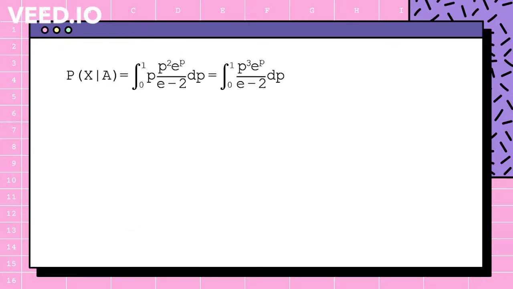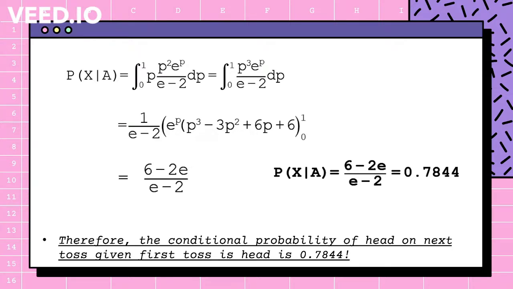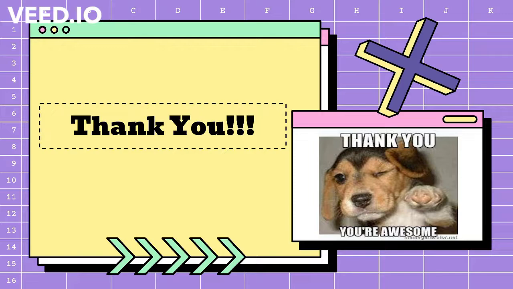Now you can see this is the integration. I have put down the values of p and p squared e to the power p upon e minus 2, which were found in the second part, and then again applied integration by parts. Now I am getting the value of 6 minus 2e upon e minus 2. This is the final answer, the conditional probability of the second coin toss being head. Therefore the conditional probability of head on the next toss after the first toss is head is 0.7844. So all three parts have been discussed, and thank you.